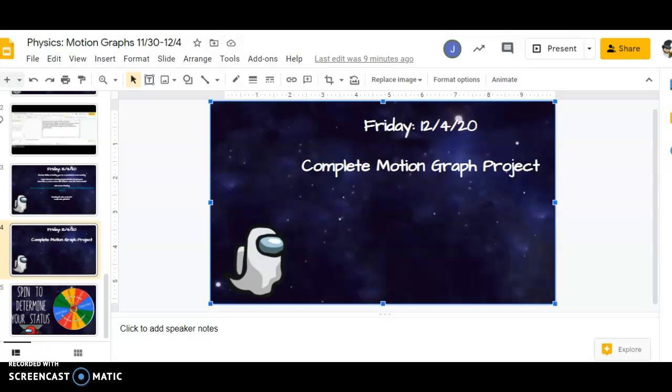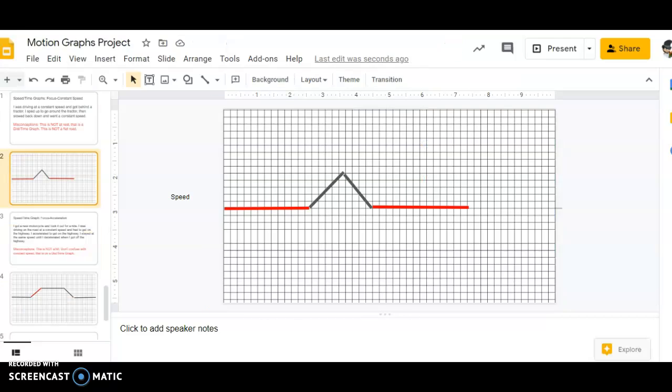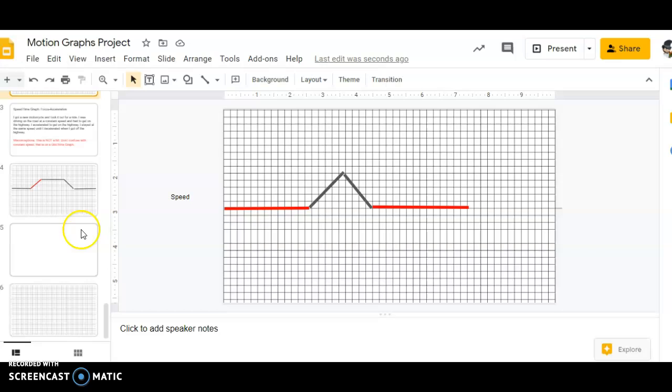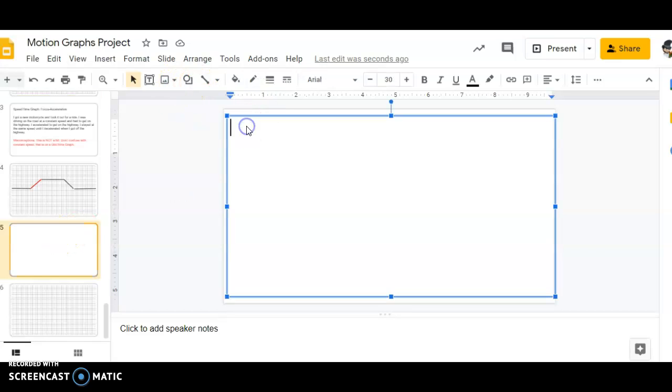I'm decelerating. So in my graph and in my story, I need to have some things where I was slowing down. So if we click into here, speed time graph with our focus, deceleration.